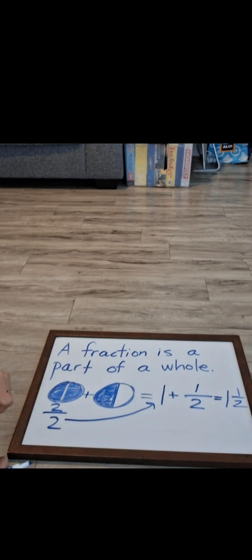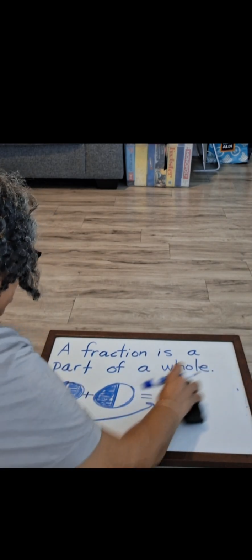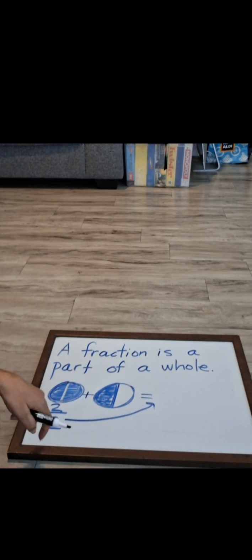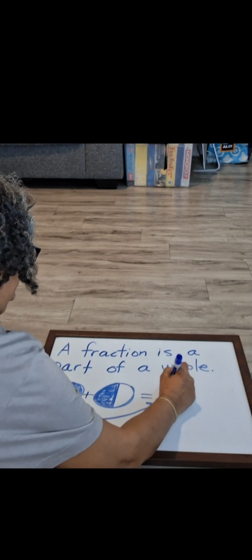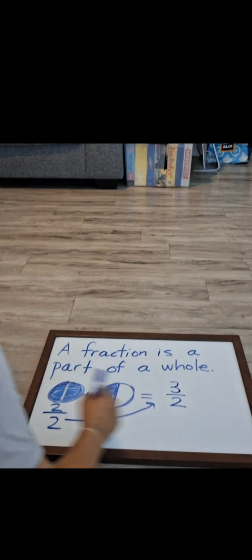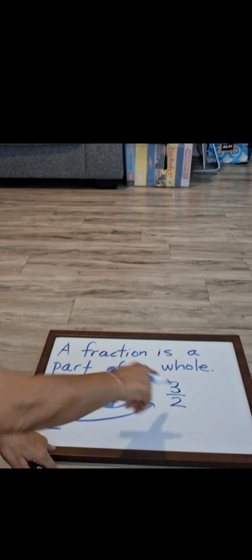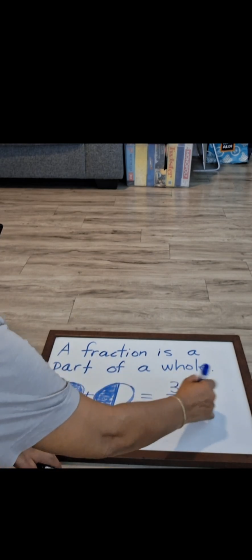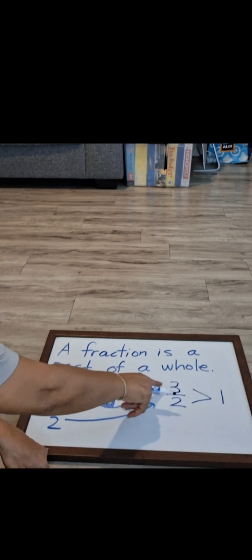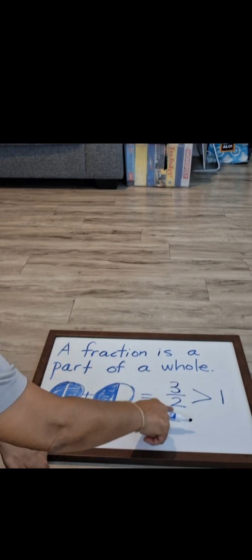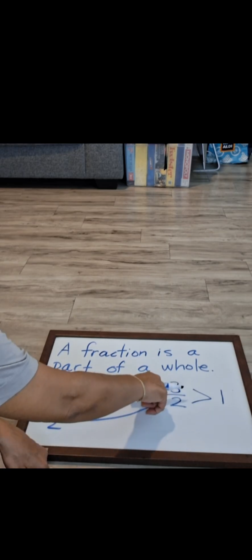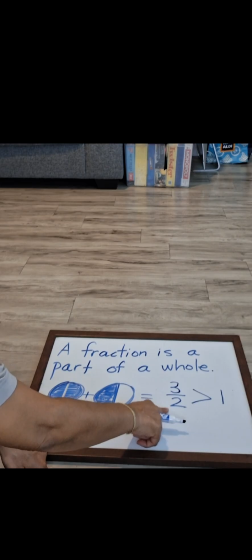Okay. Now, we could have said that you have how many halves? This is 2 halves, this is 1 half. How many halves would that be? 3. You have 3 halves. This fraction is greater than 1 because what's that top number? 3. And what's the name of that number? Numerator. And what's that? Denominator. When that numerator is greater than the denominator, it's greater than 1.